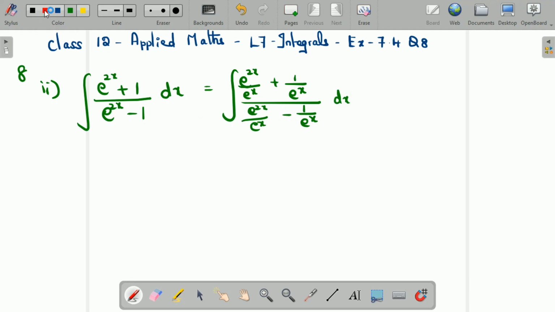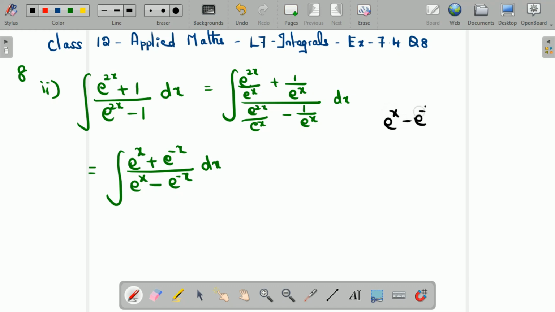So every term in the numerator and denominator we have divided by e power x. Let's write out the answer. So this will become integral (e power x plus e power minus x), the whole thing divided by (e power x minus e power minus x) dx. Now we can put the denominator e power x minus e power minus x as t. So on differentiation, this will be e power x minus of e power minus x into minus 1, that is differentiation. So this will change to (e power x plus e power minus x) dx is equal to dt.